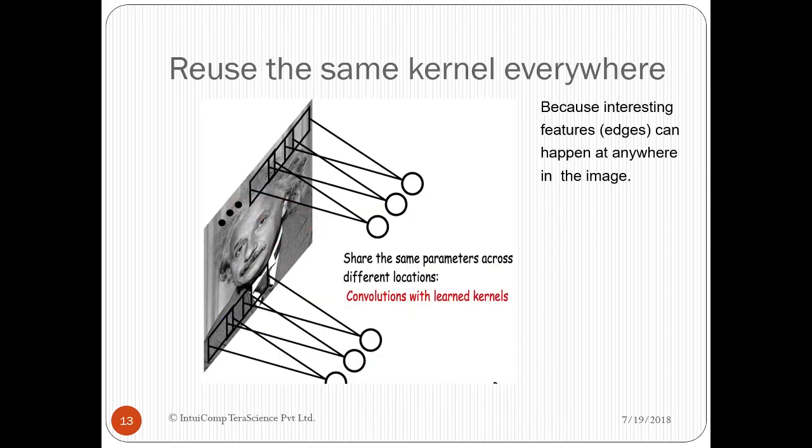Reuse the same kernel everywhere, because interesting features, that is the edges, can happen anywhere in the image. We share the same parameters across the different locations. This is called convolutions with learned kernels. These individual kernels are learning a part of the image.